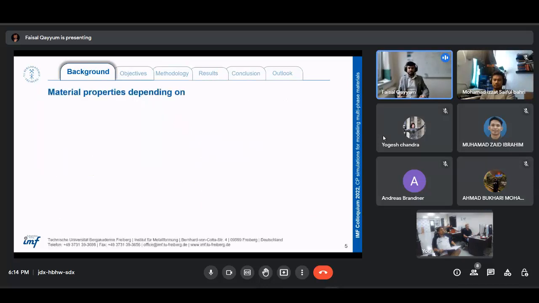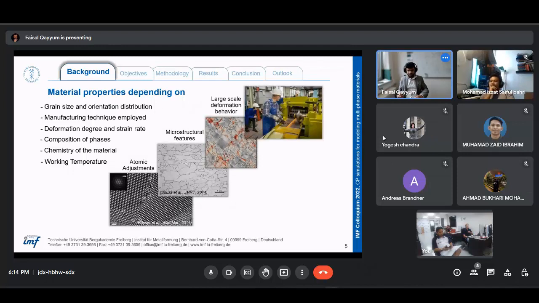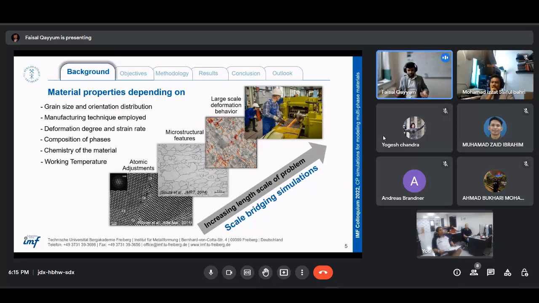The mechanical properties of the materials depend on the microstructure, which in turn depends on the grain size and orientation distribution, manufacturing techniques employed, deformation degree and strain rate, composition of the phase, chemistry of the material, and also working temperatures. All these attributes affect the overall behavior of the material. These changes affect the atomic adjustments and microstructural features, which in turn affect the large-scale deformation behavior, and that is what we experience on a component scale.